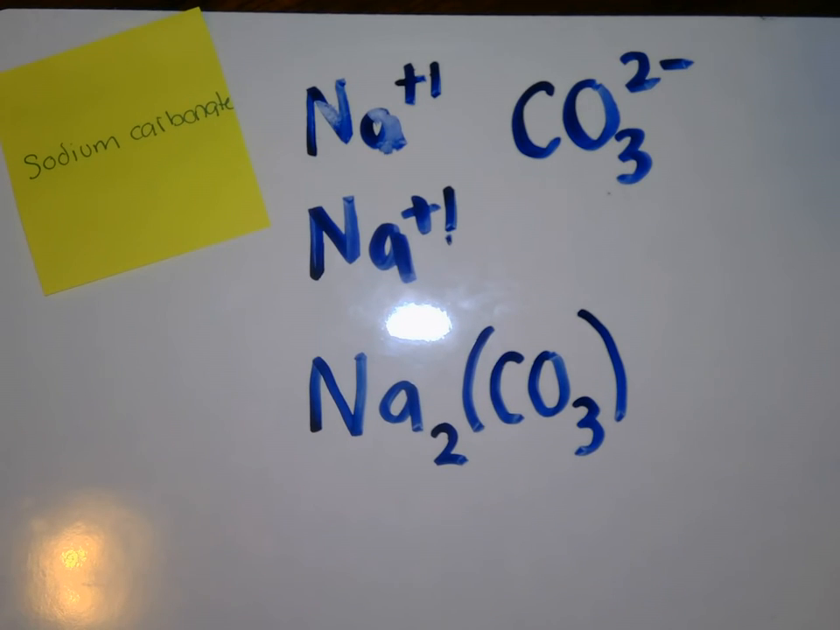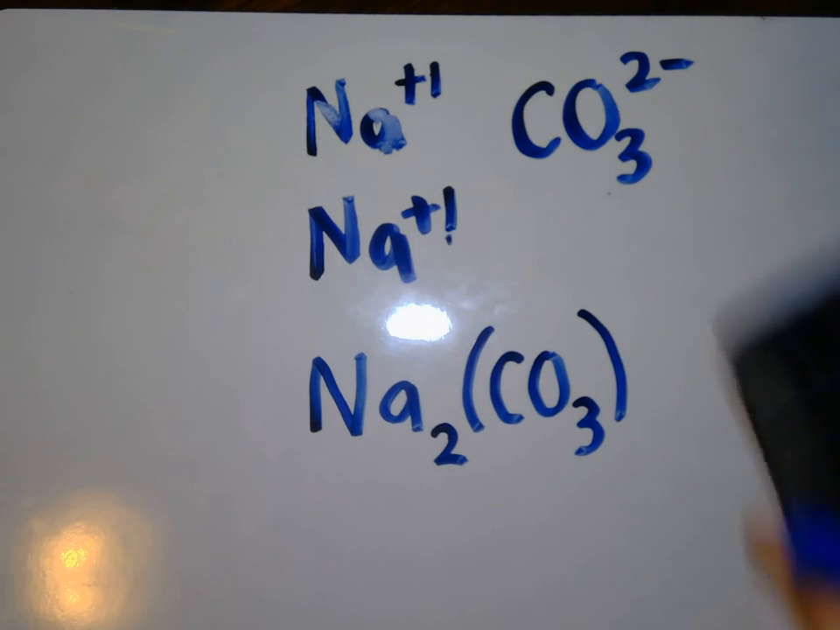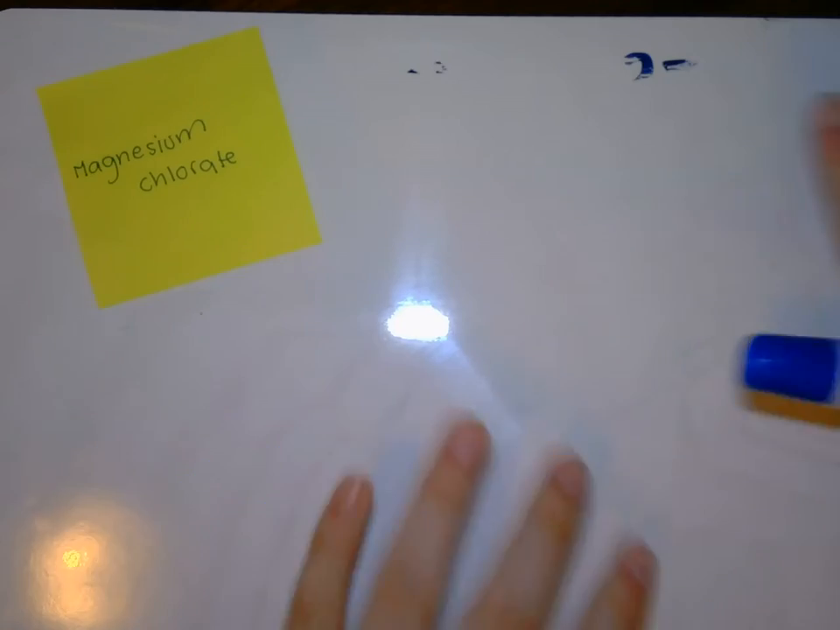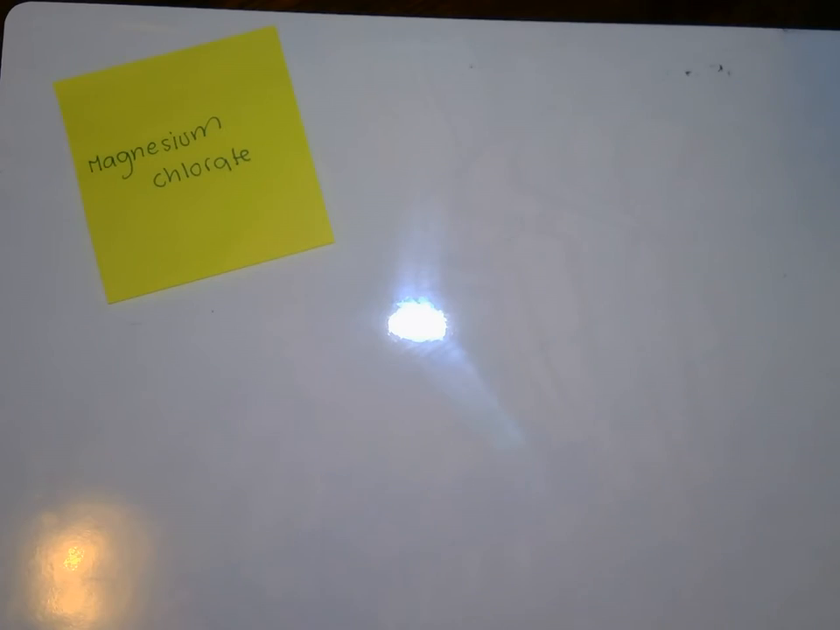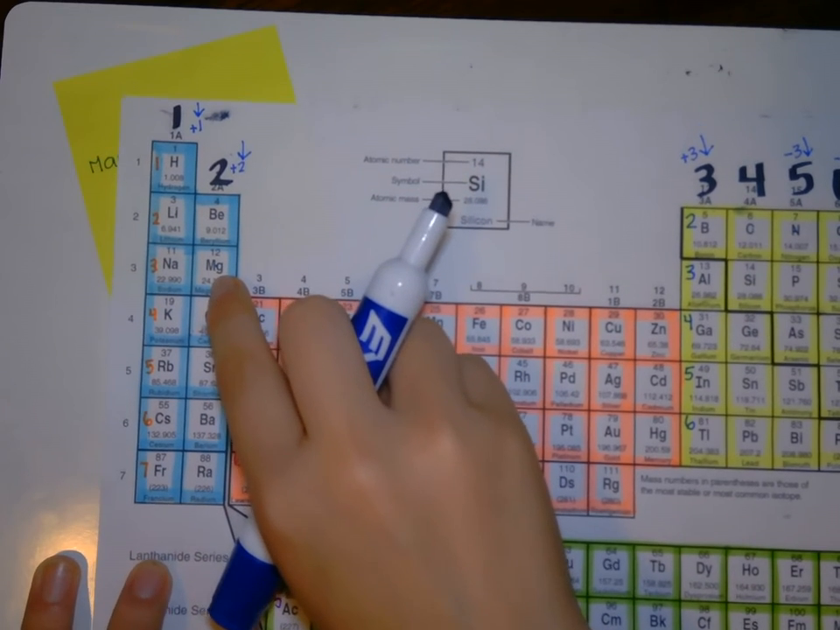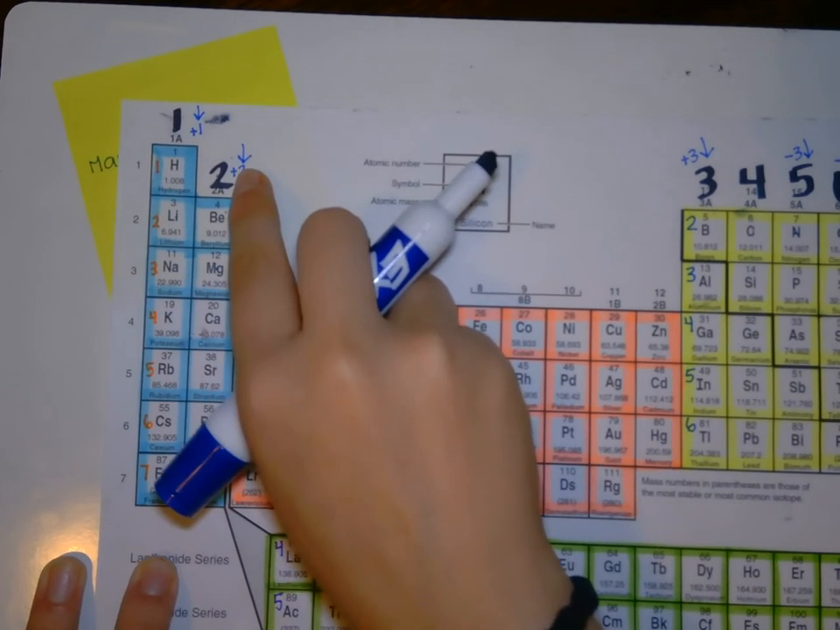So now let's do another example. Let's say that somebody comes up to me and they're like, hey, you got to write the formula for magnesium chlorate. So I'm going to say, not a problem. I got my periodic table. Magnesium is in group 2. So when it loses electrons, it is going to be a +2 charge.